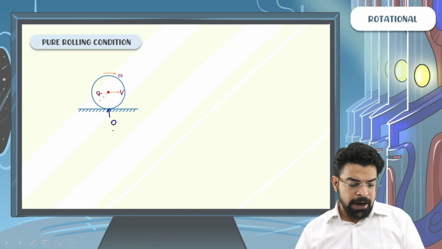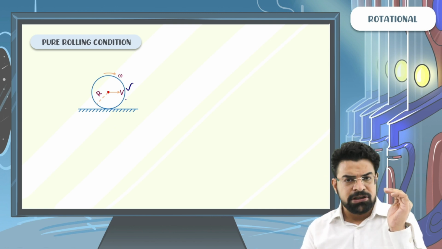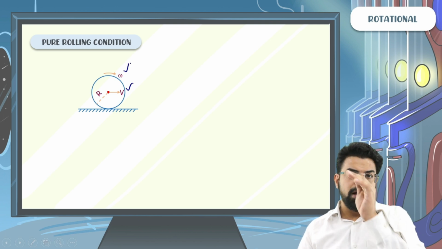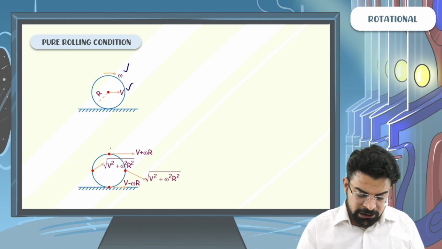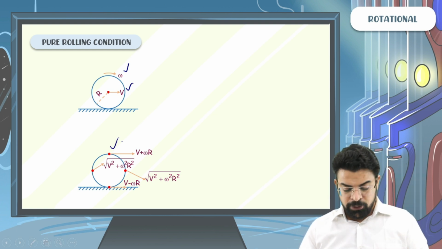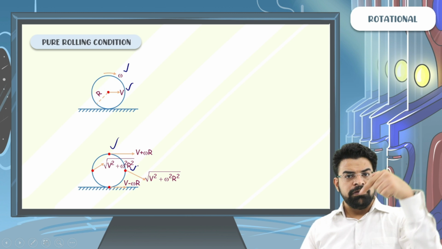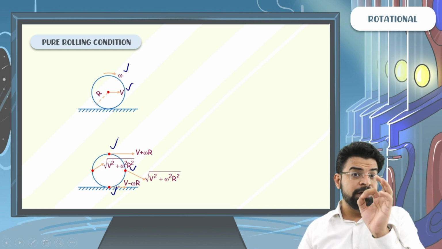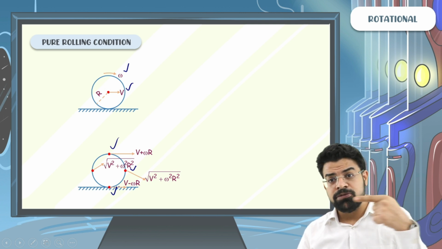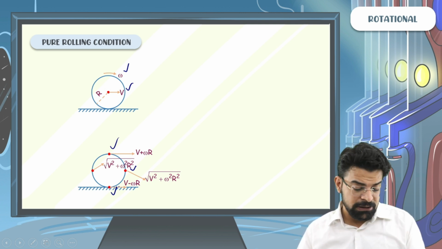zero. And we have learned that if a body has translational velocity v, angular velocity omega, and a radius r, then the velocity at different points is as follows. At the topmost point, velocity is v plus omega r. At the frontmost point, it is under root of v square plus omega square r square. At the lowest most point, if v is assumed to be greater than omega r, the net velocity comes out to be v minus omega r towards right.